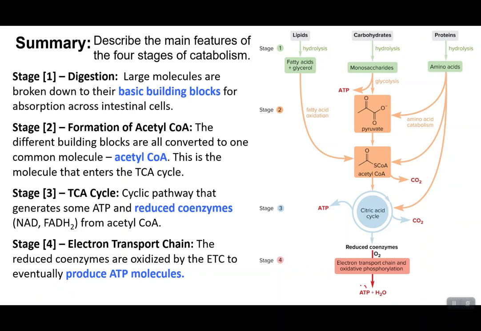Okay. In a separate video, we are going to look at stages 3 and stages 4 in more detail, but first we're going to need to talk about what ATP is, its structure, and then we're also going to look at the structures of reduced coenzymes in order to then be able to dive more deeply into stages 3 and stage 4.